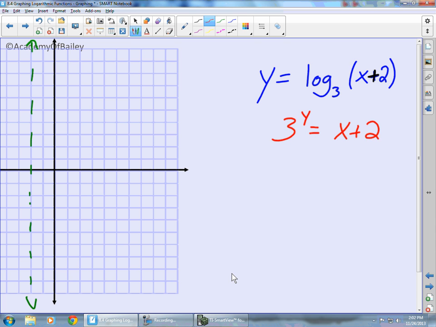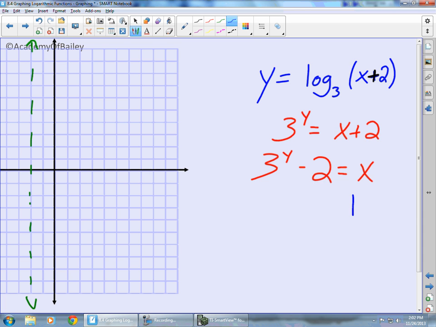But typically, we want x to be a function of y, so we want to get x by itself. So that means 3 to the y power minus 2 is equal to x. We just subtracted 2 from both sides. And I think we can easily find a table of values now.